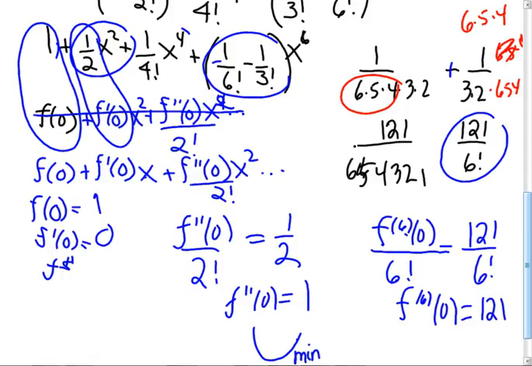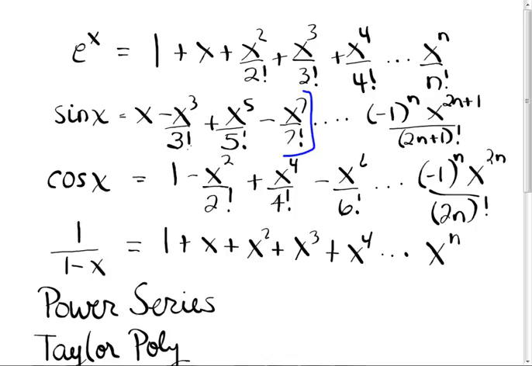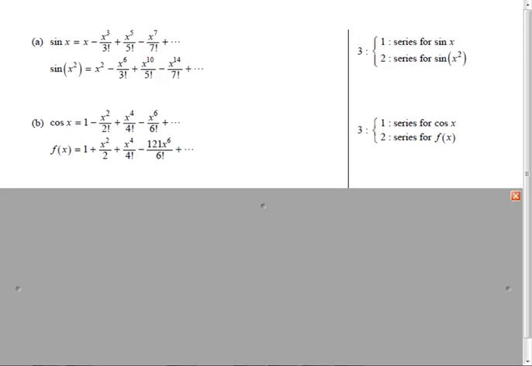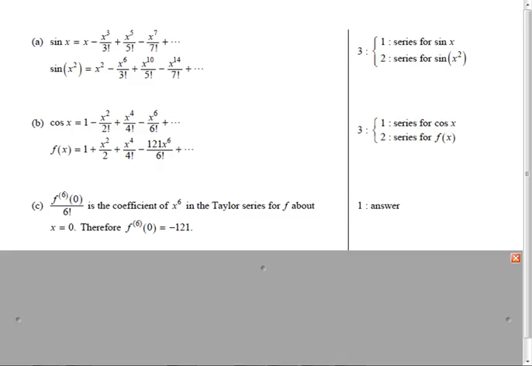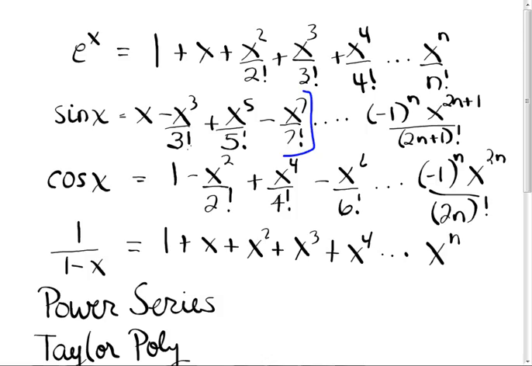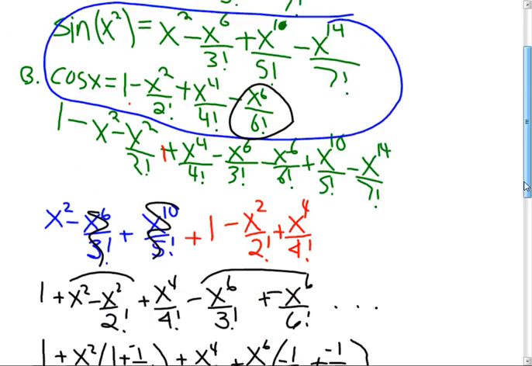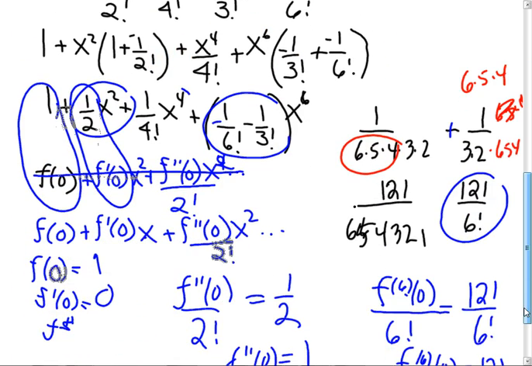What is the sixth derivative? It's 121. Let's go see if we did it right. I don't know. I think we did. There it is. Well, yeah, I forgot about my sign. It's a negative 121 because if I go back to my work, it's correct, but I just forgot about the sign. See, there's a minus there.